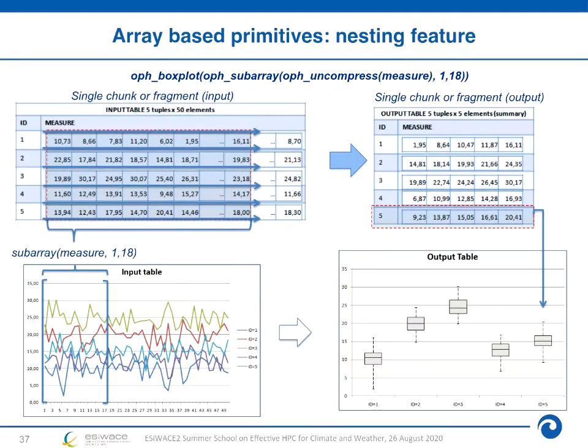In this slide, we see an example of a nested primitive. Here we are applying the subarray over the uncompressed data, and then after we subset the data, we apply the boxplot function to get the five indexes to build the box plot, all with a single line and in an atomic fashion. The nested query is applied on each line of the input fragments, extracting a subset of the uncompressed data and then computing the box plot values that we can see in the lower part of this slide.